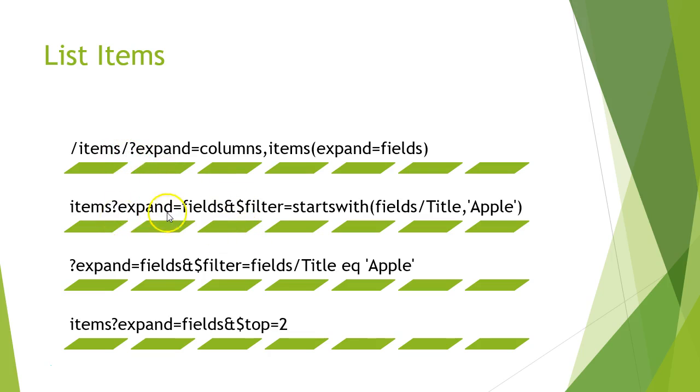Now if you are having the items keyword, you generally have expand equal to fields and you have the filter equal to starts with or any filter operation after the filter keyword. So the filter operations can be title equal to Apple or title less than 10, and you have many filter operations based on your needs. And if you want to look at the top few items, you just use the keyword top equal to 2.